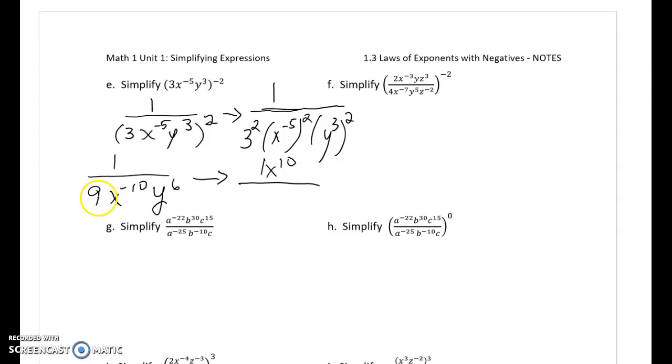The 9, there's no negative exponent next to the 9, so we're going to keep the 9 where it is. The y still stays in the denominator. Okay, so there's our final answer for part E.